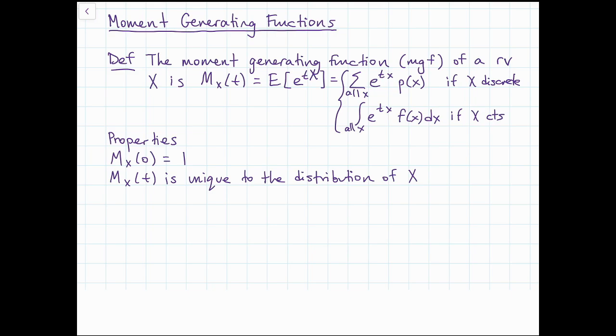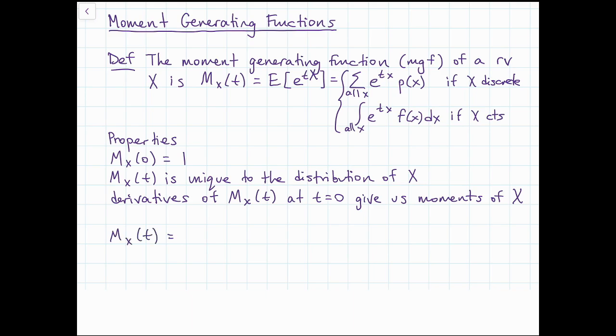And finally, the reason that the moment generating function has its name is that derivatives of M_X of t give us the moments of X when we plug in t equals 0. And moments, again, by definition, are just the expected value of various powers of X. So let's see how that works.